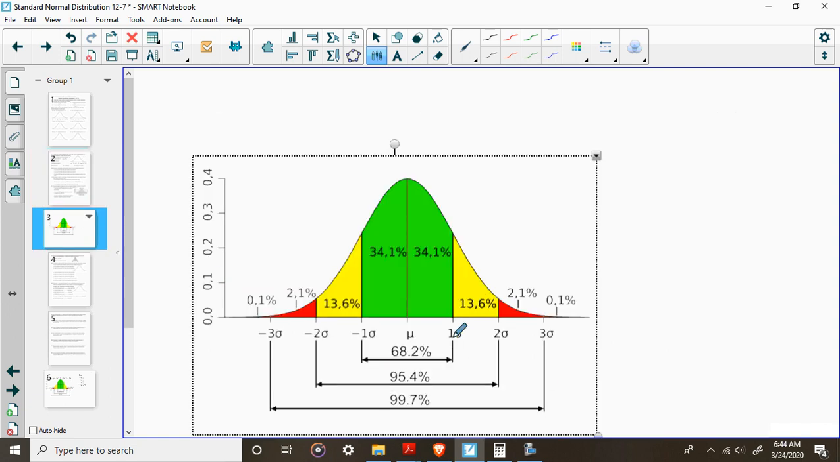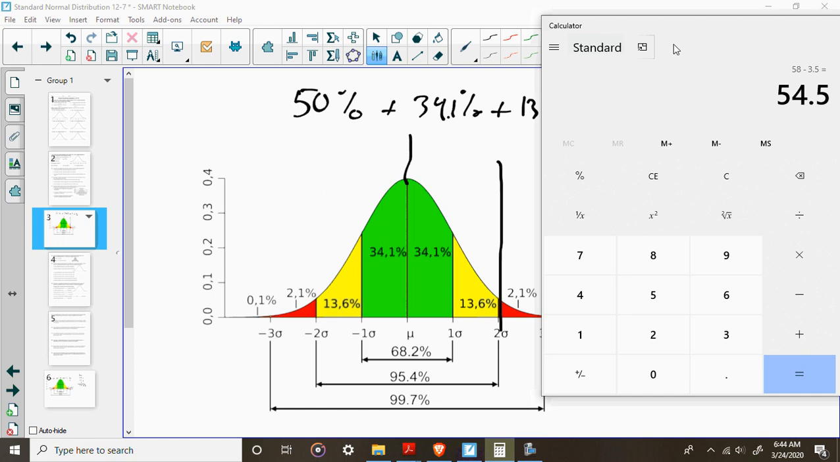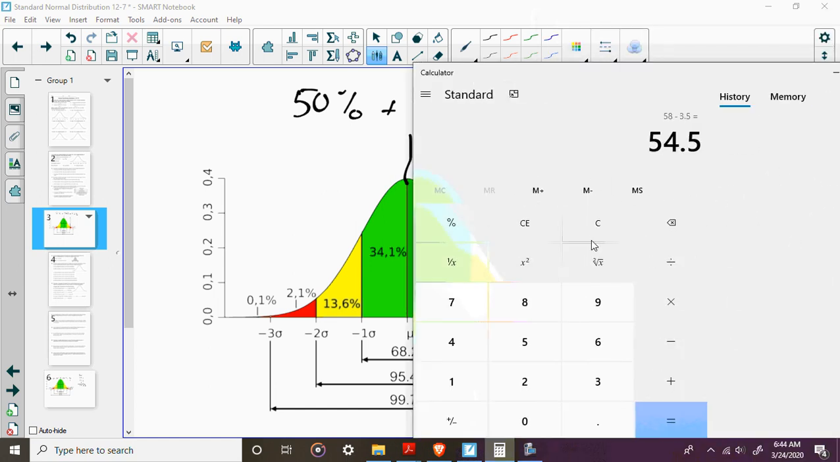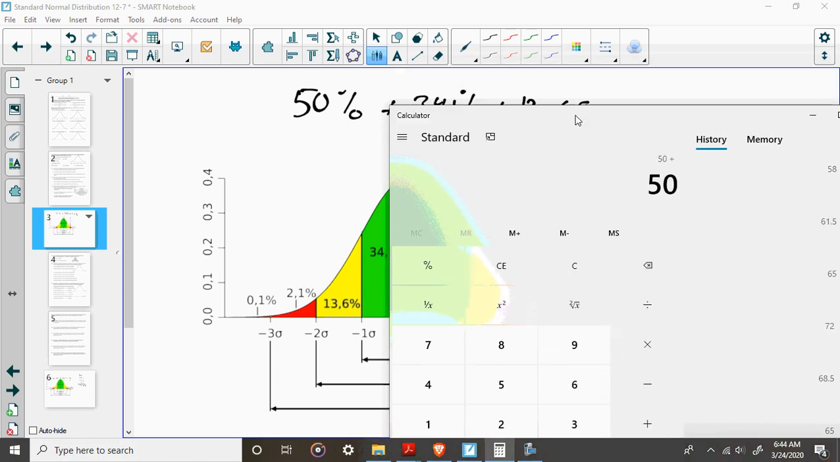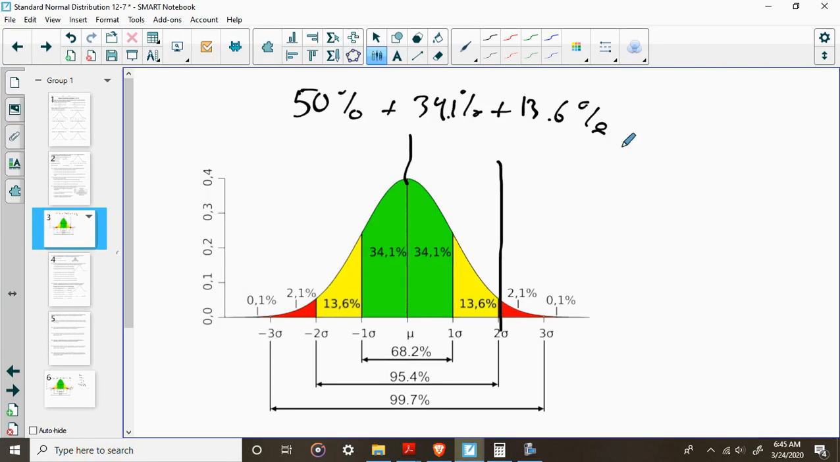Let's think about this. We want up to here, right? We can't just add these two numbers. We got 50% up to here, plus we need the 34.1%, plus the 13.6%. If we stack those and add them, you can break out a calculator if you want. I'll put this on the calculator so you guys see. We've got 50 plus 34.1 plus 13.6. What's that going to be? That's going to be 97.7%. Again, 50, 34.1, 13.6. That will bring us all the way up until here.